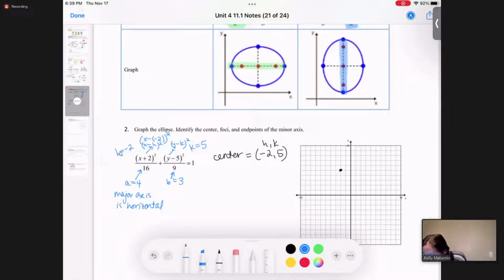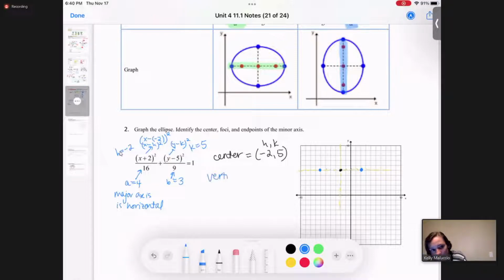Now from this center, I basically draw a fake new x and y axes. So I'm going to do it in this light color here. Picture your x and y axis, and we just shifted them to (-2, 5). And now that's kind of like (0, 0). Since a is 4, from that point I can go 1, 2, 3, 4 to the right, because its major axis is horizontal. So that's a. And then 1, 2, 3, 4 to the left. And these are my vertices.